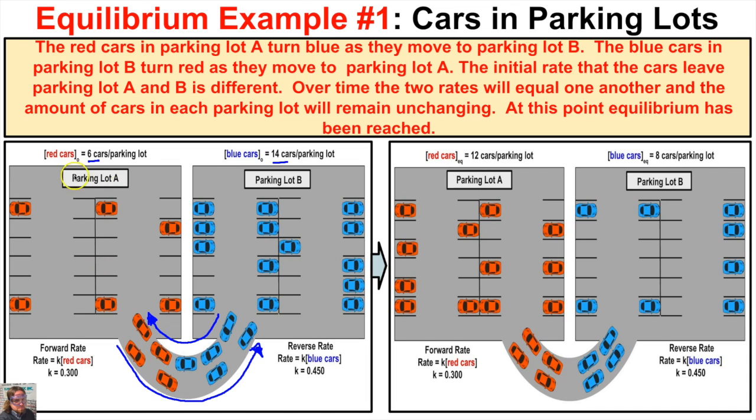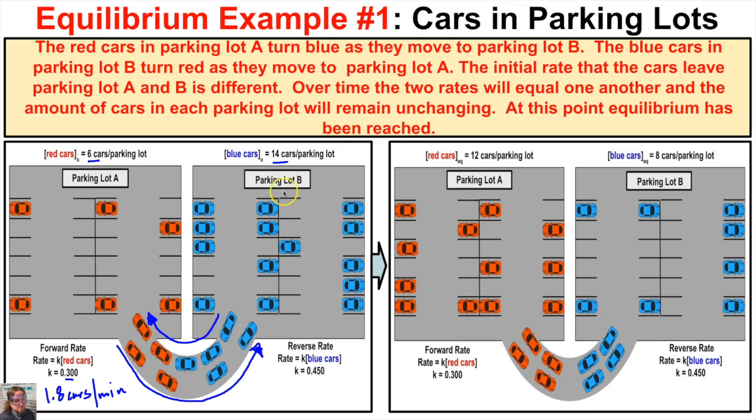We can take the initial concentration, which in this case is 6 cars per parking lot, and multiply it by K, our rate constant that we learned about in an earlier unit. And so if we take 6 times 0.3, we are going to end up with a rate of about 1.8 cars per minute, let's just say.